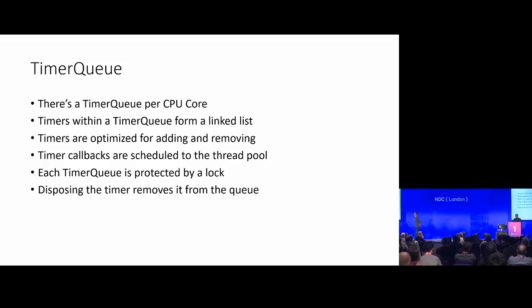So timers in .NET, there's a thing called a timer queue, and timers are a linked list. Whenever you create a new timer, it's added to that list. It's optimized for adding and removing. When you actually run a timer callback, it's on the thread pool. That's why if you have starvation, timers won't run on time, so you can get things out of sync by having starvation in your process. Each timer queue has a giant lock. On full framework, it's actually one queue for the whole process, so it's really bad. On core, it's much better. When you dispose timers, they get removed from the queue.